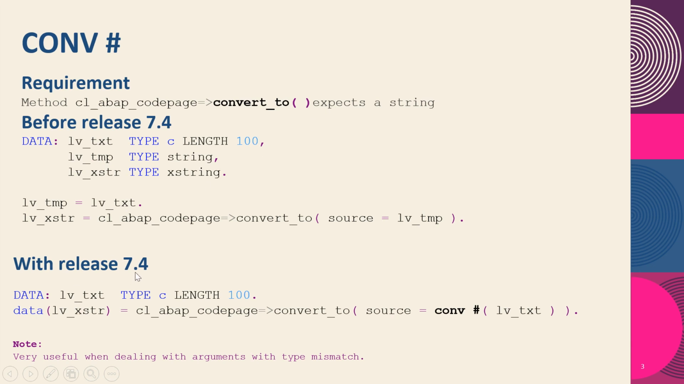Whereas with release 7.4, we can use the conversion operator, CONV, and even if you give this text character 100, the conversion operator takes care of converting it. As the variable to the left, the source, expects a string, the conversion operator understands it and converts the lbtxt character to a string. So it's very useful when you're dealing with arguments with a type mismatch.